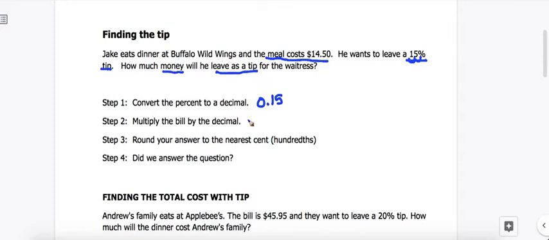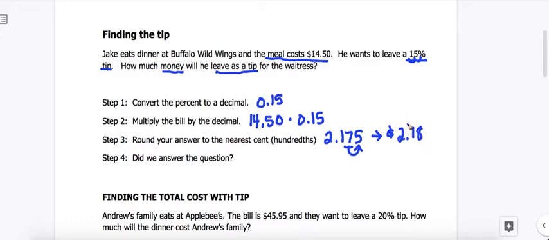the decimal. So our bill or cost of the meal was $14.50. And we're going to multiply by the decimal, which is 0.15. And when I do that, I get 2.175. And notice this is round your answer to the nearest hundredth. So we're going to underline the hundredths place, which is two numbers after the decimal. We're going to look to the right. So that would round to $2.18.